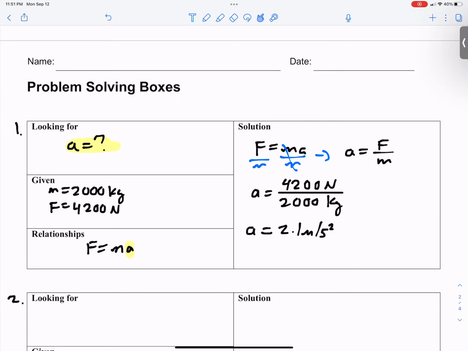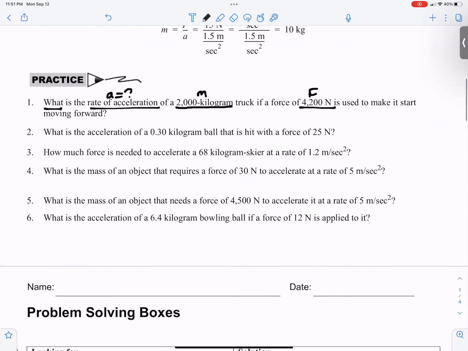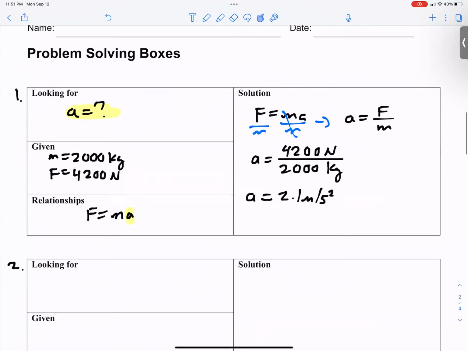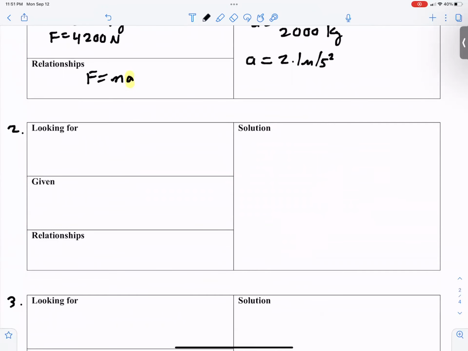Question number 2. What is the acceleration, A is the question mark, of a 0.30 kilogram ball, that's the mass, hit over the fence with a force of 25 newtons. Okay, so first thing you do is read and annotate. So 0.3 and 25 newtons.